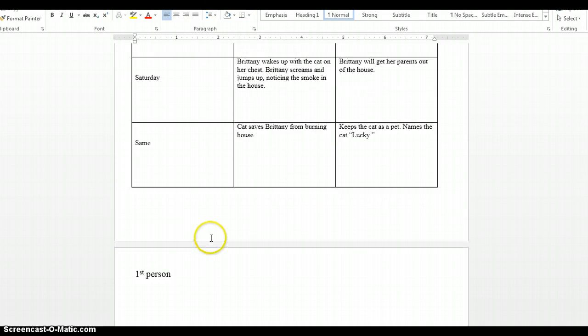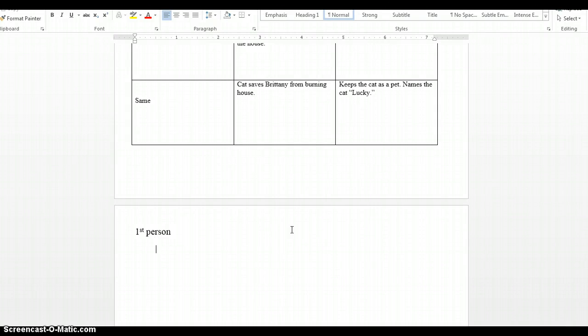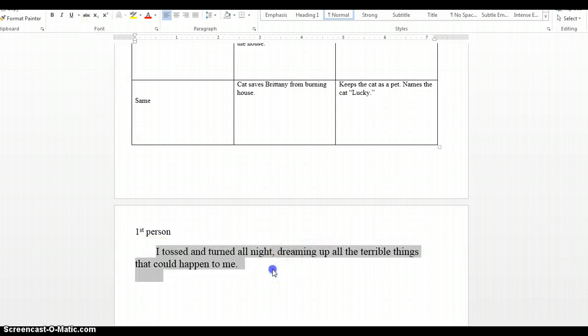In the scene, Brittany is sleeping, and she wakes up to feel the cat sitting on her chest, staring down at her. And she's going to scream and jump up and then notice that there's smoke in the room. So I'm going to start by saying my dream, how about: I tossed and turned all night, dreaming up all the terrible things that could happen to me. This shows that she's still worried about the cat and that the cat's on her mind.